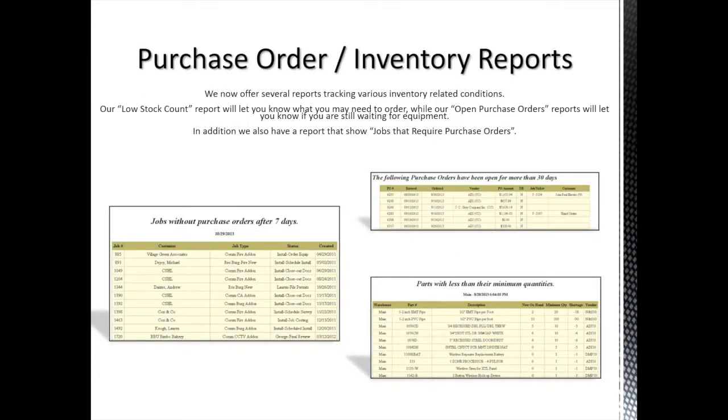Purchase order notifications for your AP and inventory side, letting them know about jobs that don't have purchase orders, or that the following purchase orders have been open more than a certain number of days, or parts that have less than their minimum quantities, as we mentioned before.